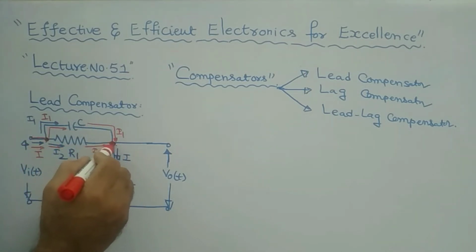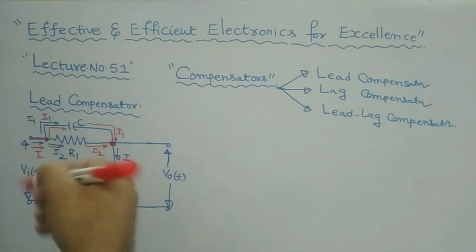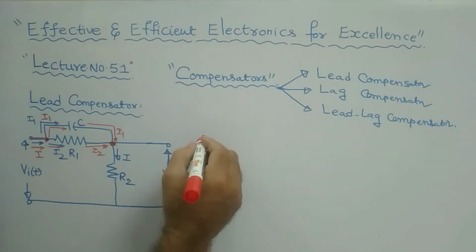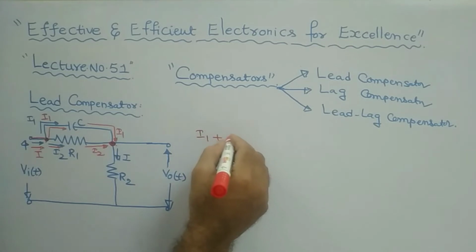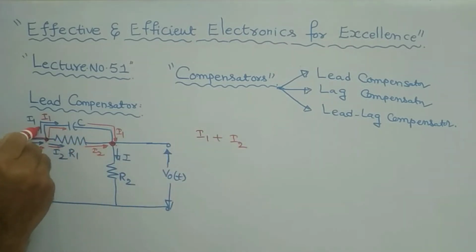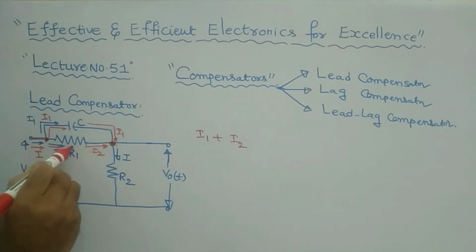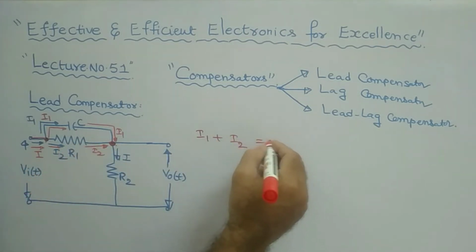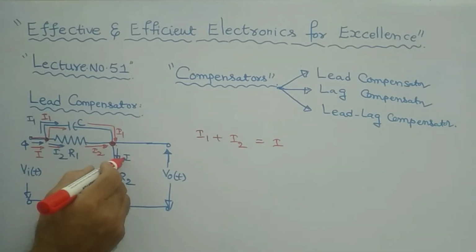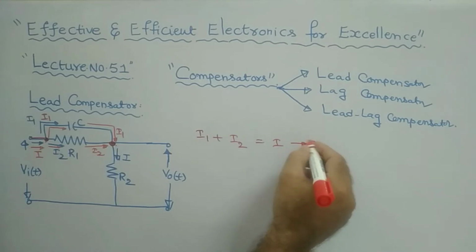Therefore, at this particular node, if you apply KCL, Kirchhoff's current law, what is Kirchhoff's current law? It is I1 plus I2. I1 is the current flowing through the capacitor, I2 is the current flowing through the resistor, and I is the out. The sum of entering current is equal to the sum of leaving current. Therefore, it is equal to I, which is this particular I.